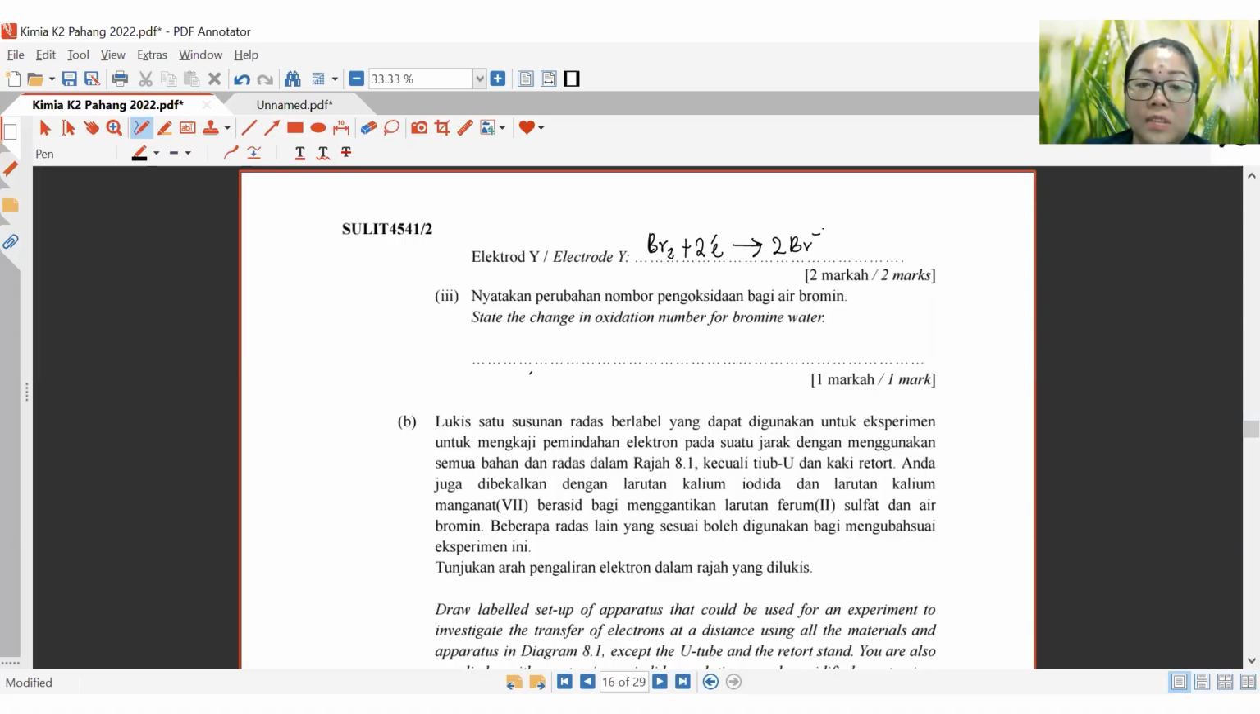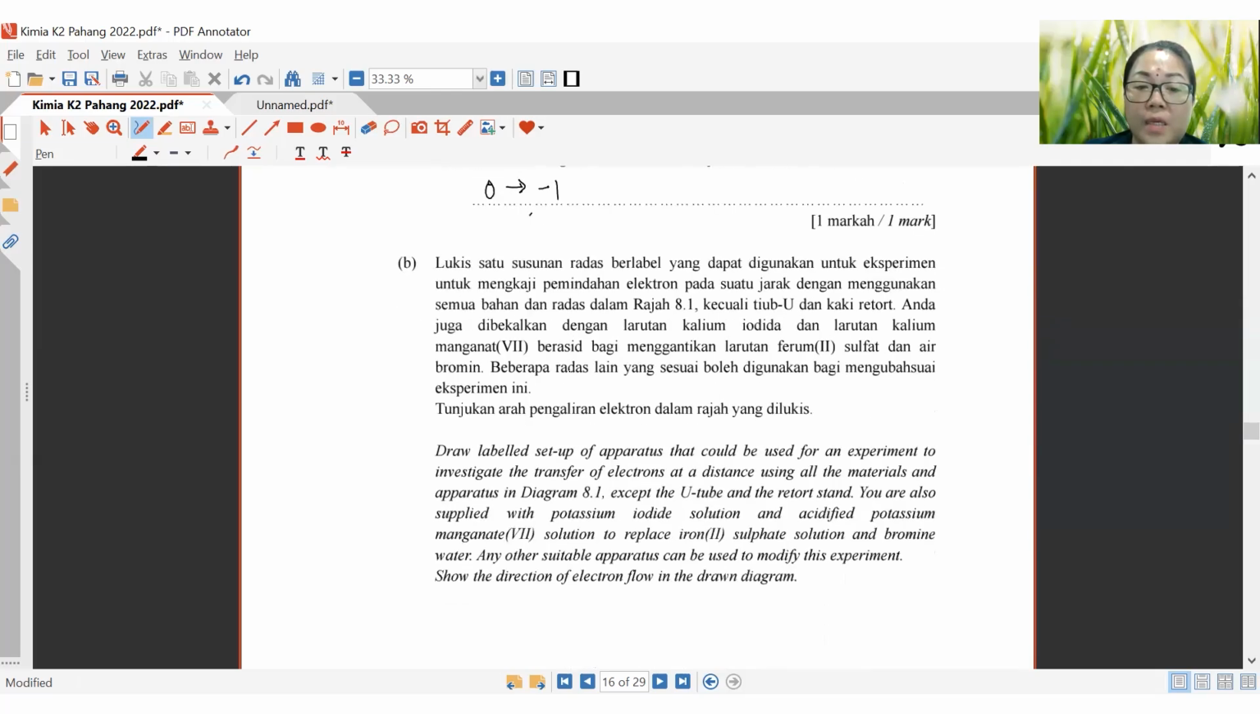Now state the change in oxidation number for bromine water. So bromine water is very obvious, it is 0, and then it becomes negative 1. So 0 to minus 1.